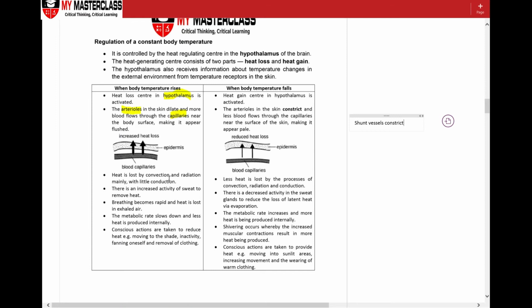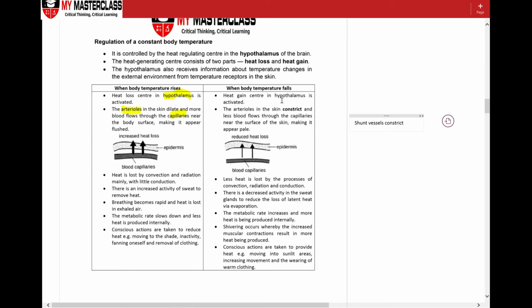At the same time, breathing rate also increases because exhalation is a way to remove heat from the body. So your breath feels hotter after a period of exercising. Okay, so less heat production internally because there's already so much heat from exercising. So metabolic rate will slow down. Okay, so conscious actions, these are voluntary actions, things that, for example, you fan yourself, cool the environment down, etc.